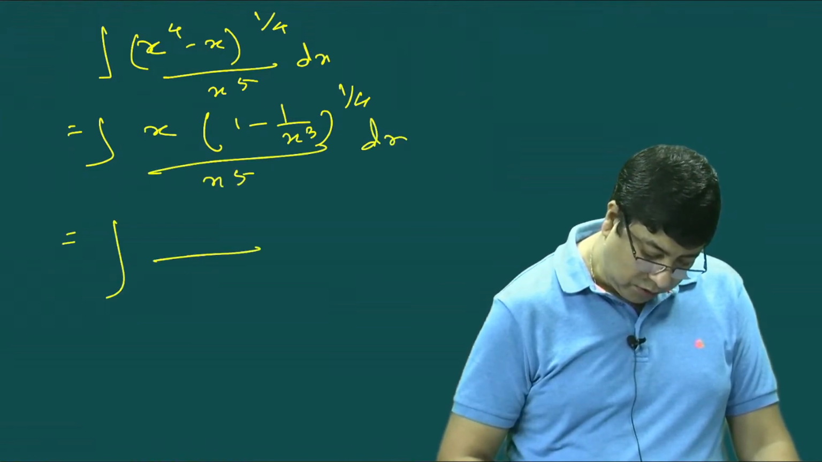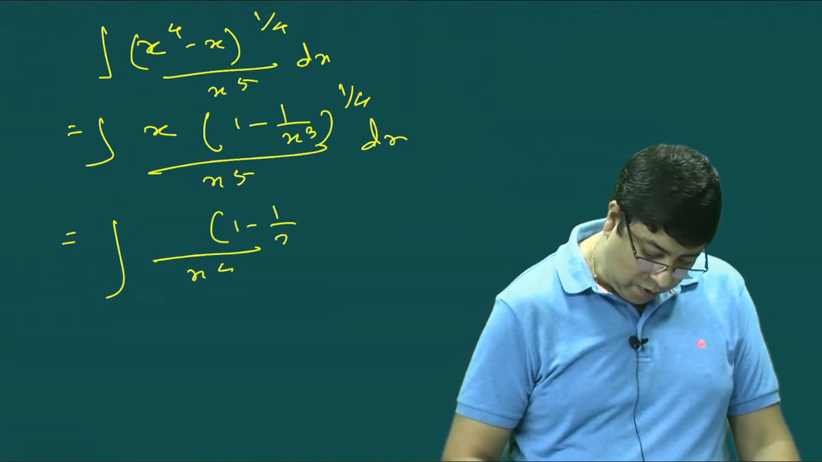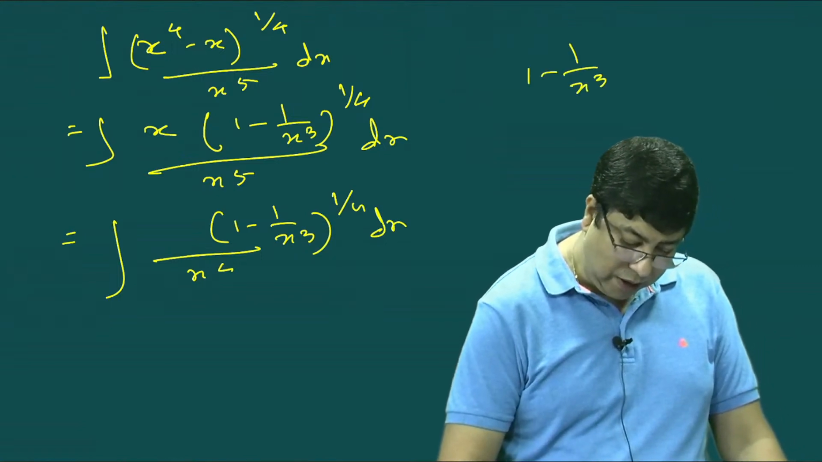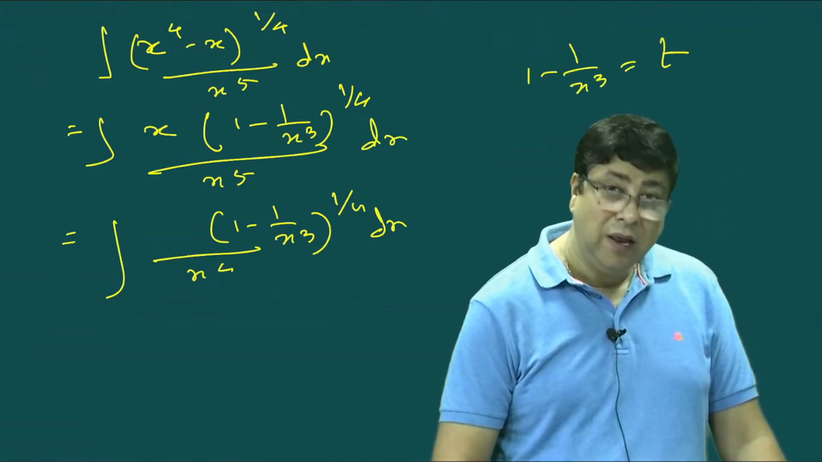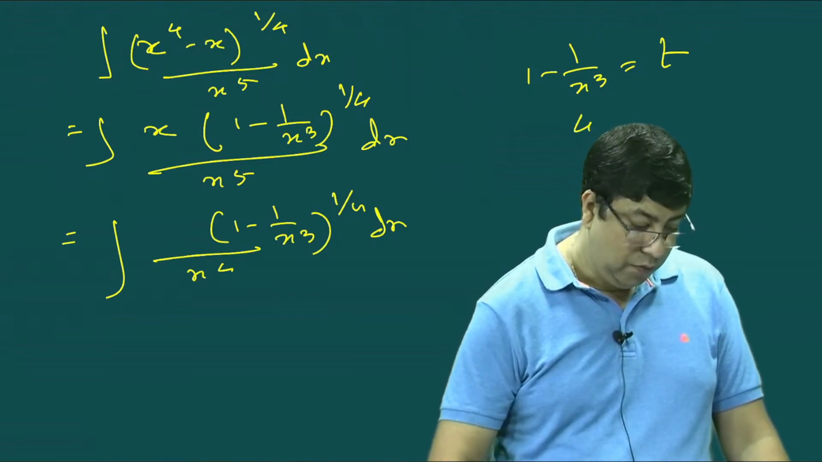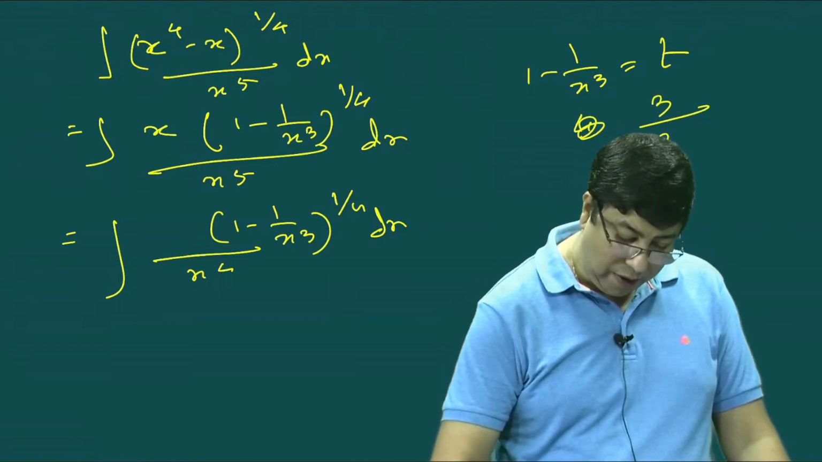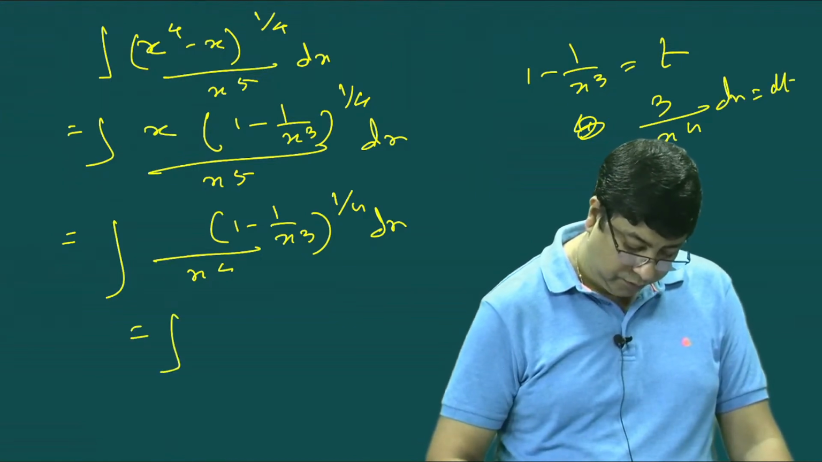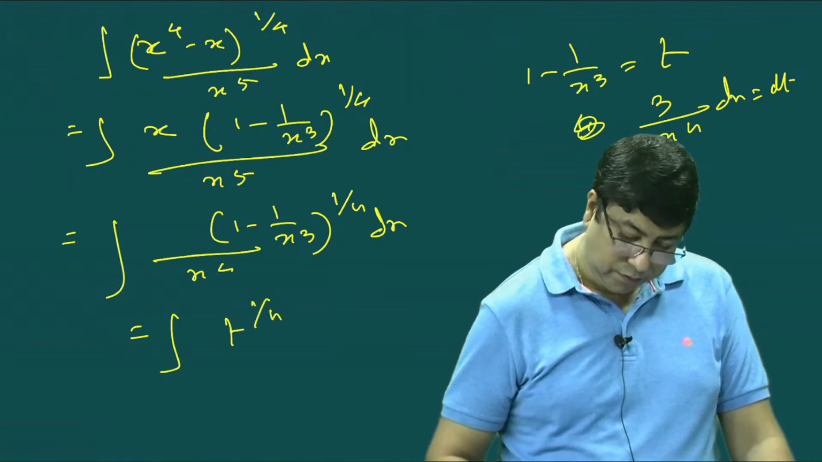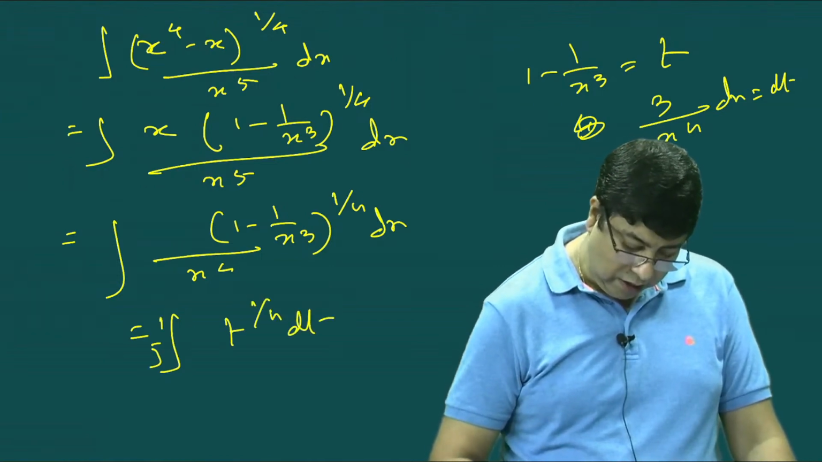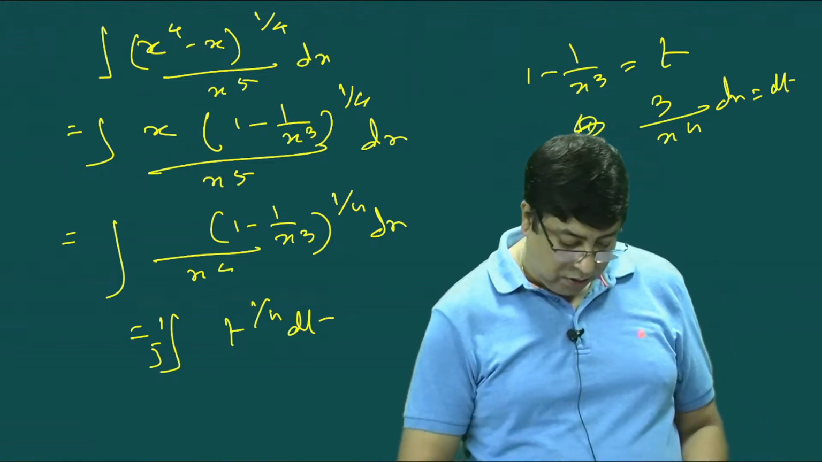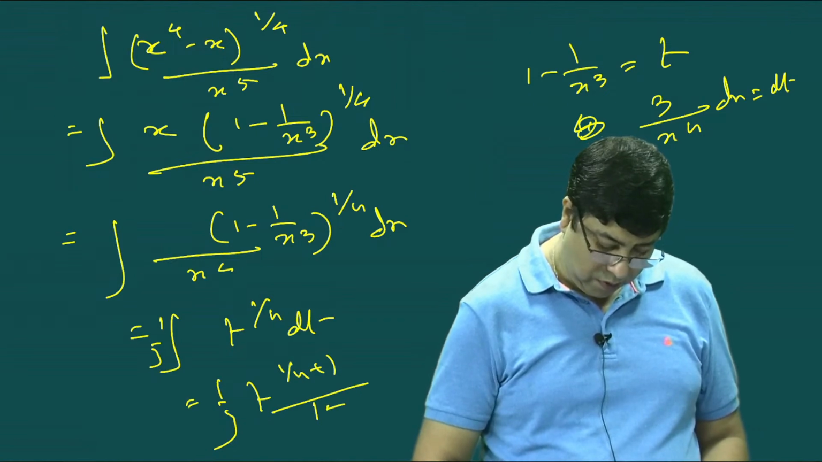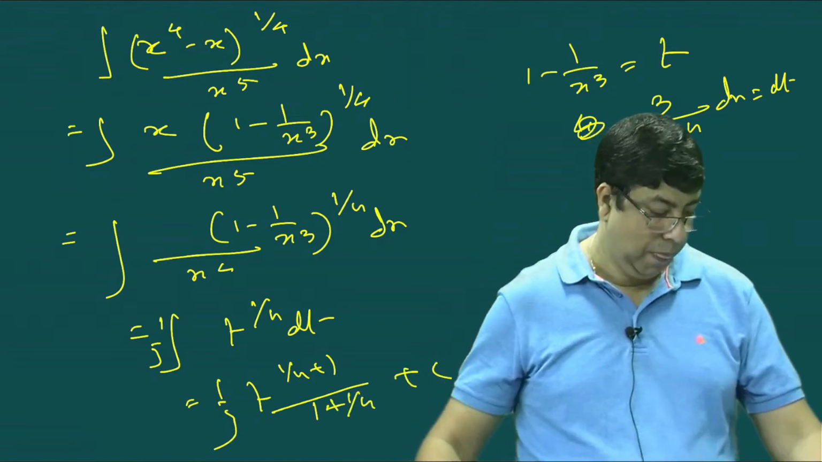So 1 by x to the power 4 into (1 minus 1 by x cube) whole to the power 1/4 dx. So we can write 1 minus 1 by x cube equal to t. So 3 by x to the power 4 dx equal to dt. Therefore we can write this as 1/3 into t to the power 1/4 dt. So t to the power n plus 1 by n plus 1. So the final answer is 1/3 into t to the power (1/4 plus 1) by (1/4 plus 1) plus c.